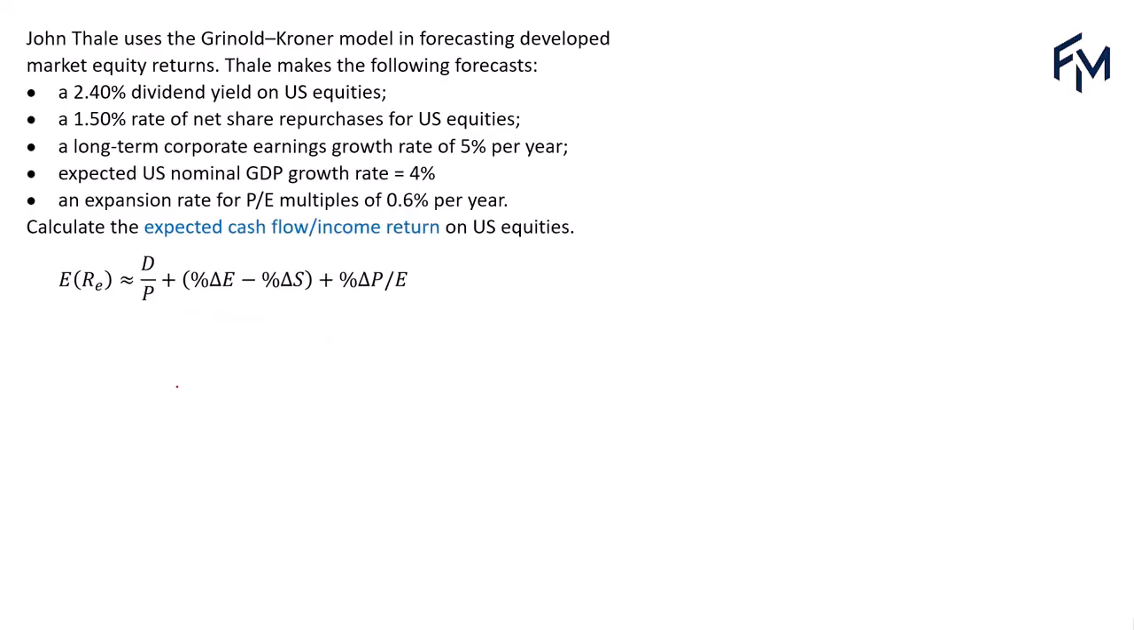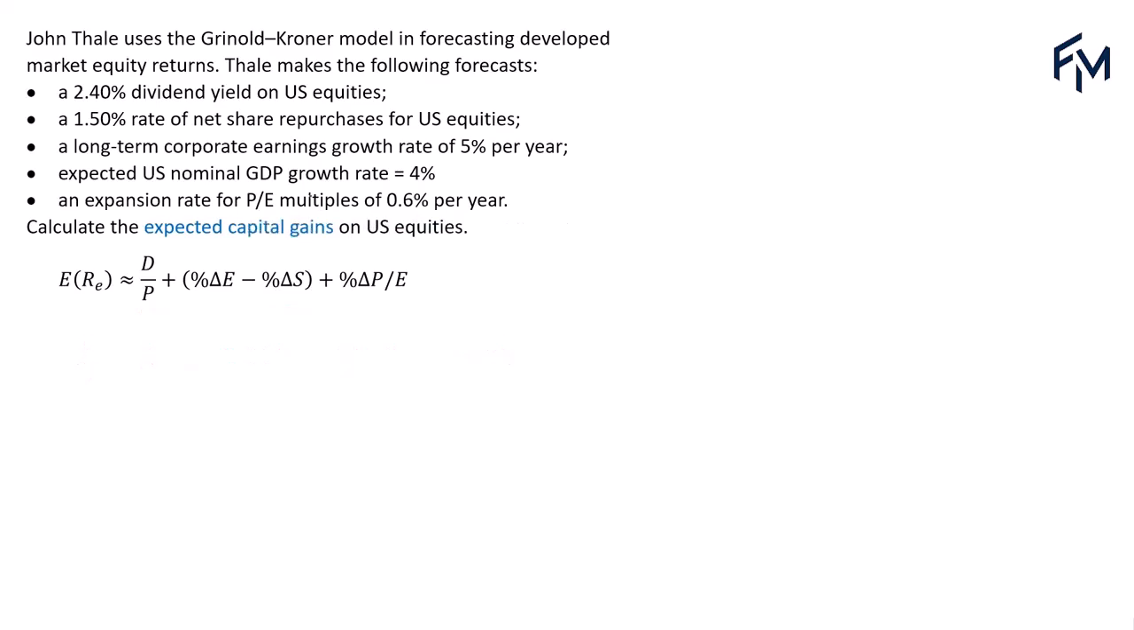Now, what if you are asked to calculate the expected cash flow or income return on US equities? That will be the dividend yield minus the percentage change in shares outstanding. So calculating this number, this will be 2.4% minus negative 1.5%, so this will be 3.9% expected cash flow return or income return.